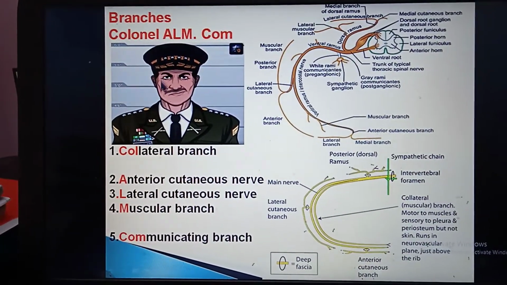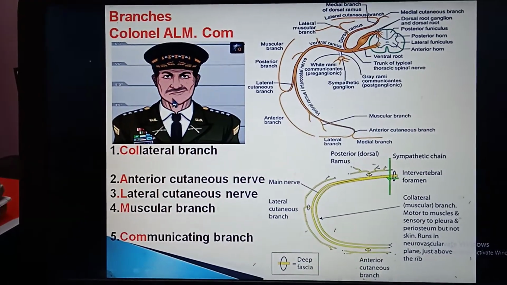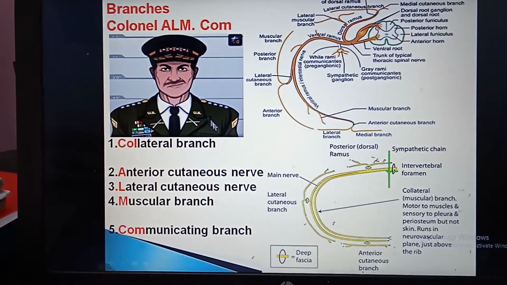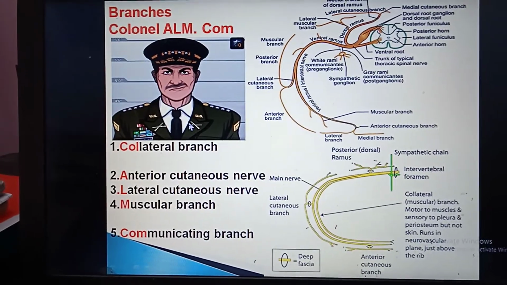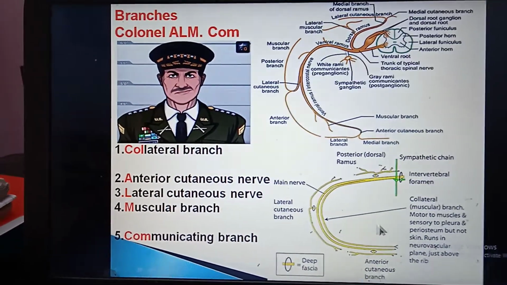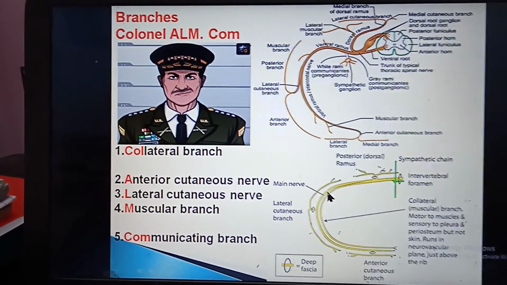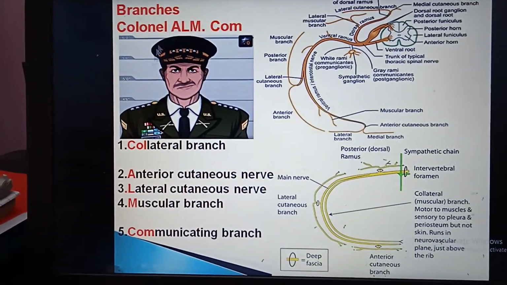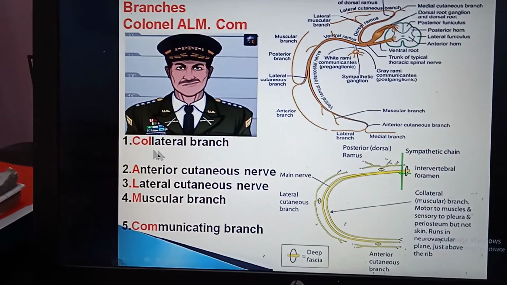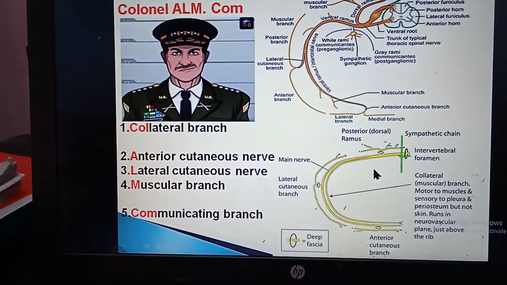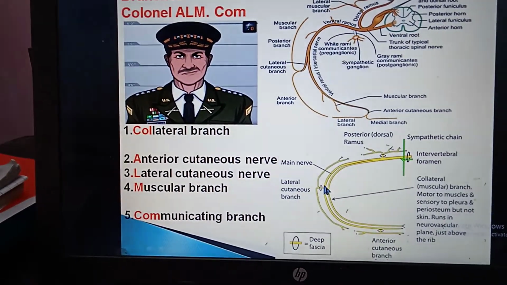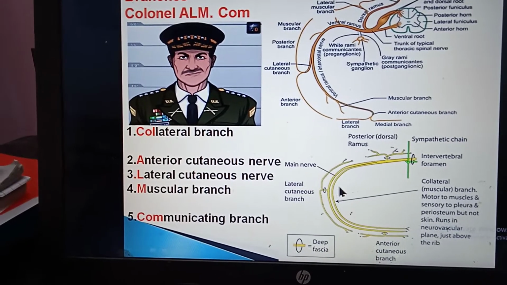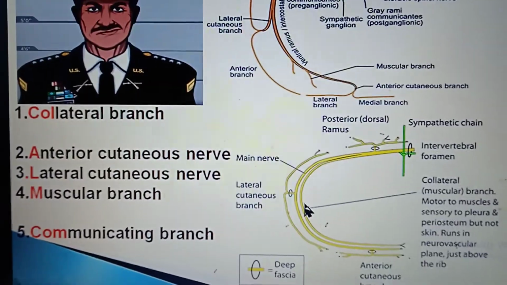Because you usually ask one question, a pet question: what is the intercostal nerve? The intercostal nerve is nothing but the ventral rami of their respective spinal segment. Here you can see, the first one is the main nerve, and the second one is the collateral branch.